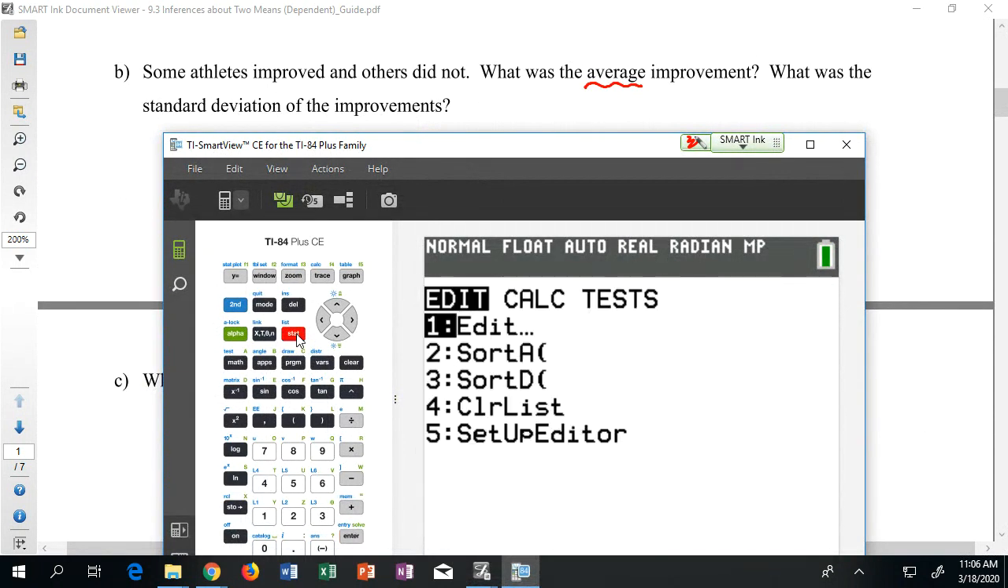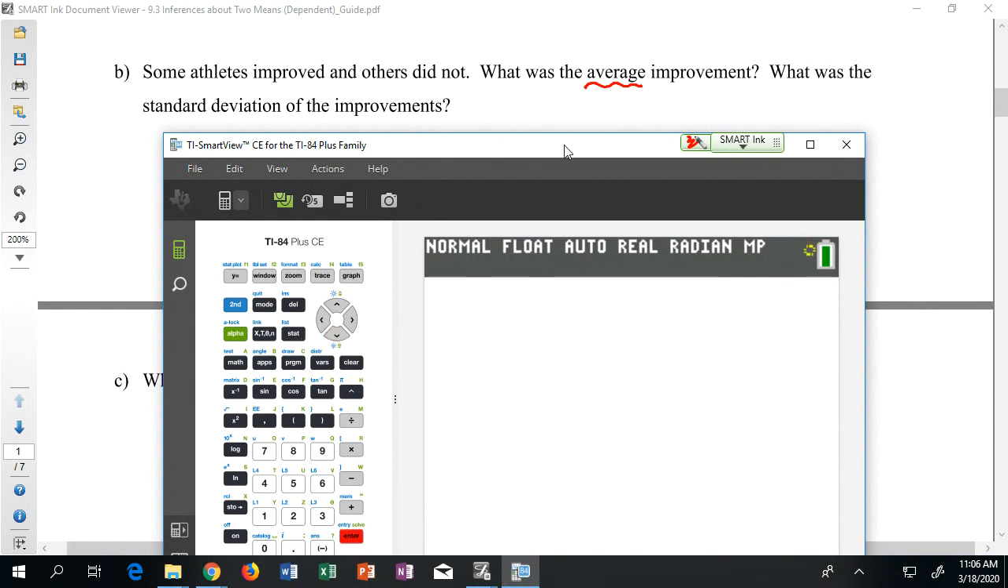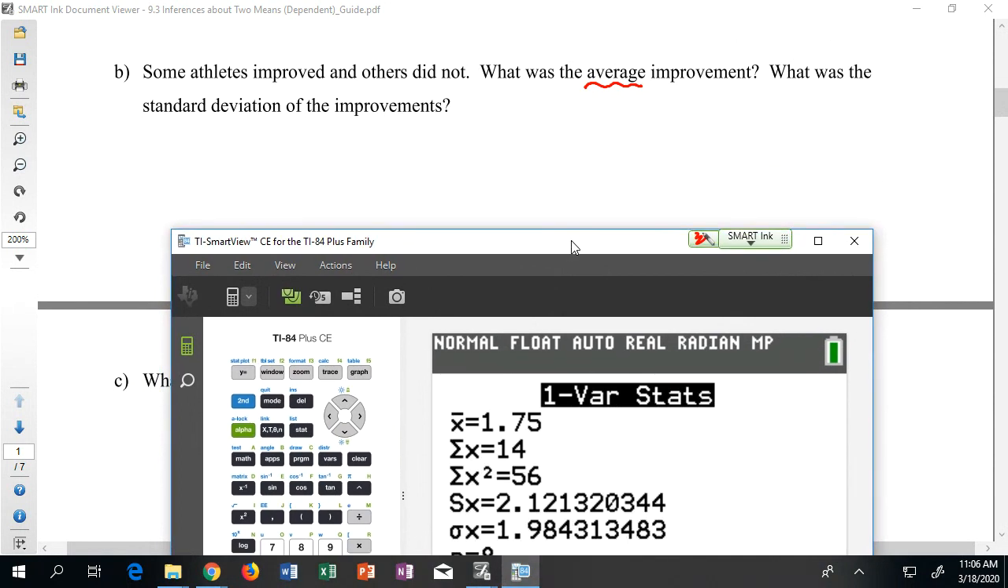Well, I know how to get that information. I could do a 1-var stats with the numbers from list number 3. And if I did this, I could see that my average improvement, which I'm actually going to change here to a symbol D bar instead of X bar, because I had differences or improvements, was about 1.5 or 1.75 inches.